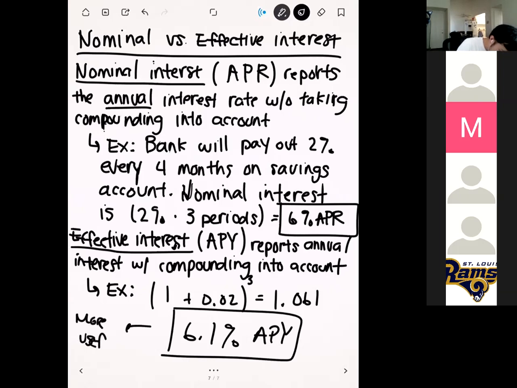And so since most applications are going to use compound interest, the APY, or the effective interest rate, is going to be more useful, especially with all the formulas that we went over earlier today, and in the future, all of those are going to assume that the interest rate is the effective interest rate.